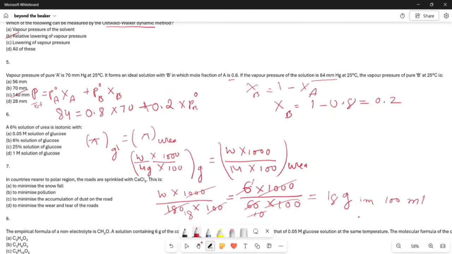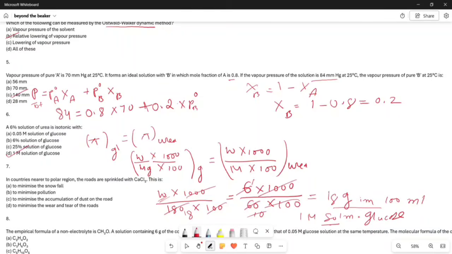So 18 gram of glucose in 100 ml means 1 mole. So 1 molar solution of glucose. So the option is 1 molar solution of glucose. Next, question number 7.